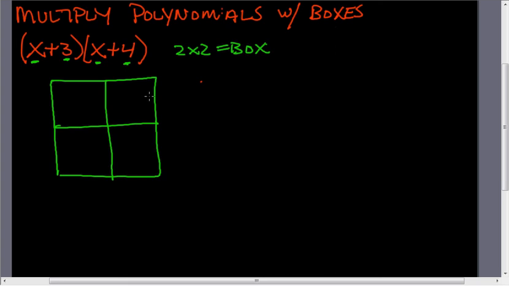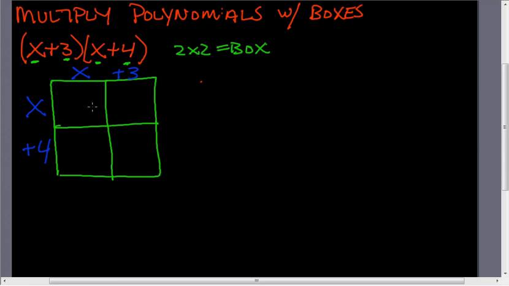Now this is going to help me keep track of all my terms. Above the box, I'm going to write the first things, x plus 3. Along the side, I'm going to write the other two terms, x plus 4. You see, I broke it up. This was the first parentheses, the second parenthesis. It doesn't matter where you put these. You'll get the same answer if you switch them.